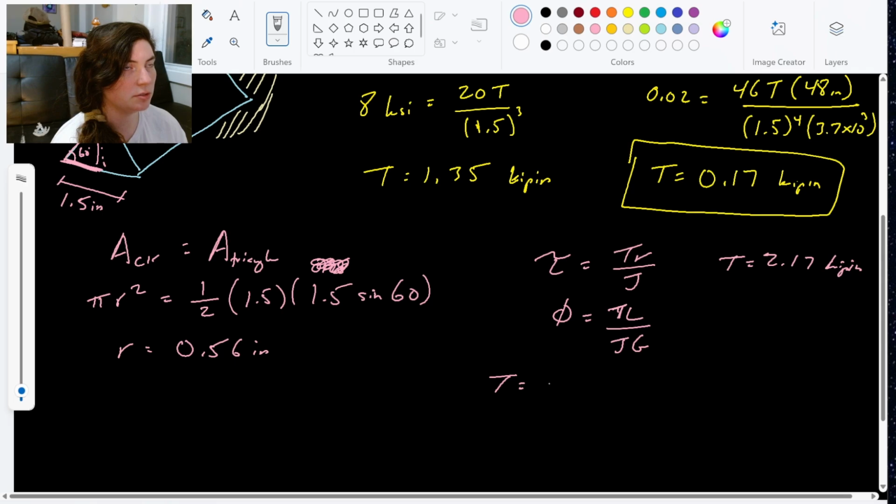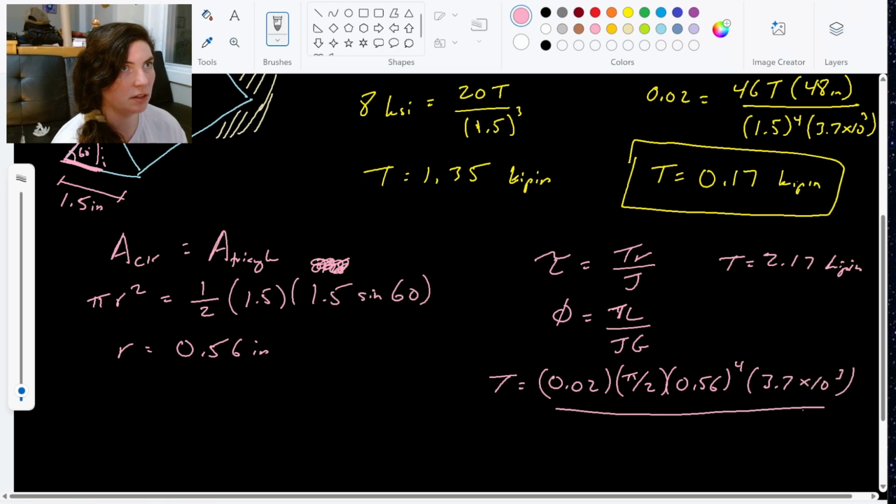So our torque would be our angle, 0.02 radians, times our J, which is pi over 2 times 0.56 to the fourth, times G. The G value is still the same, 3.7 times 10 to the third ksi, all over the total length, 48 inches. All I did was rearrange this equation to solve for torque. And I get a torque of 0.23 kip inches.